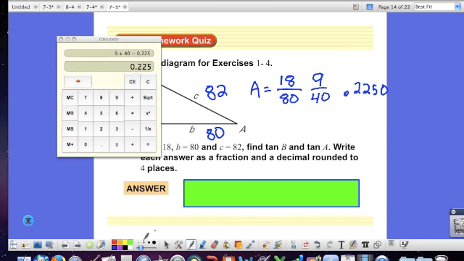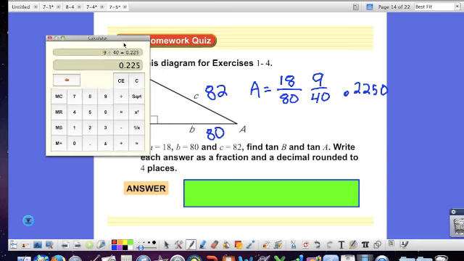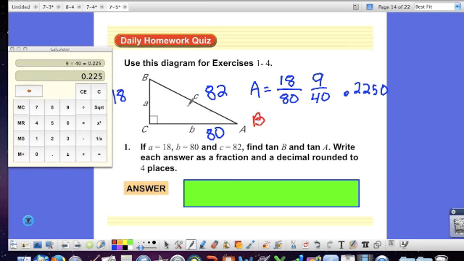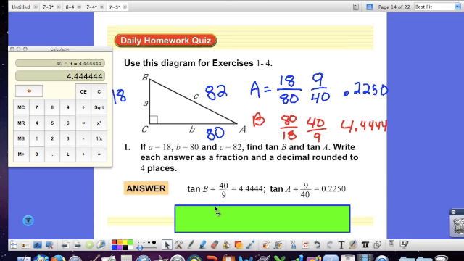Okay. And for B, that's going to be 80 over 18, which simplifies to 40 over 9, 4.4444. Now they asked me to find B first, so when I pull this away, they're going to have the information there for the tangent B, and then for tangent A. Doesn't matter which one I did first, just make sure if they're asking you a question, especially on a test, that you put it in the order they asked for it.